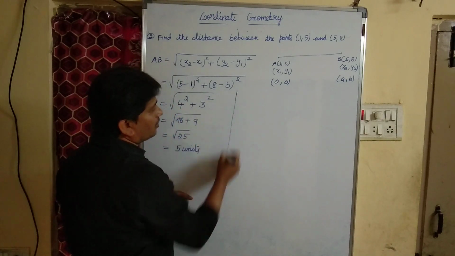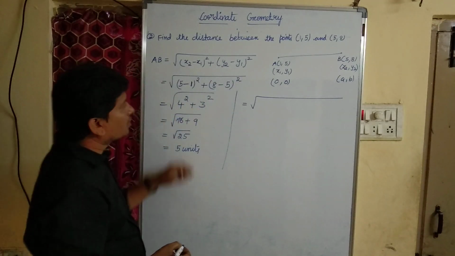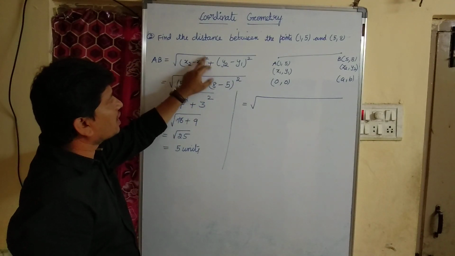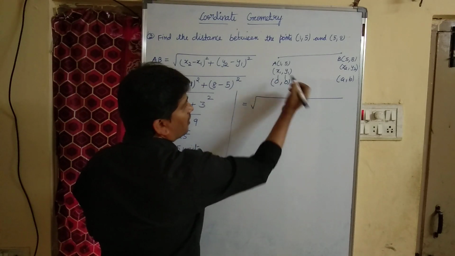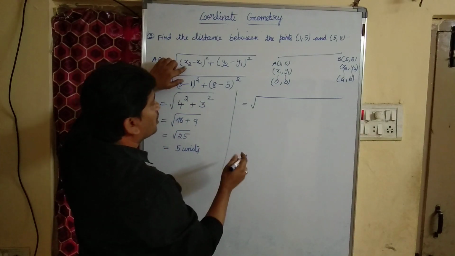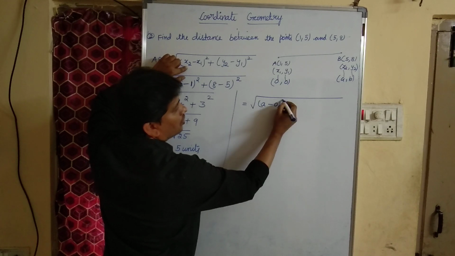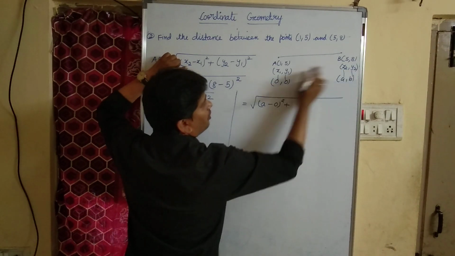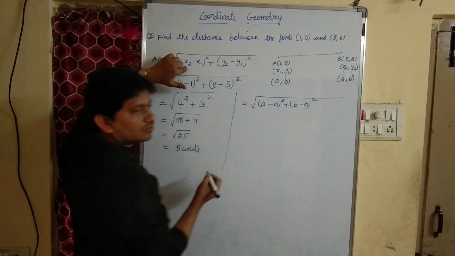Okay, a similar method. The distance between 2 points formula is root over (x2 minus x1) whole square plus (y2 minus y1) whole square. So this is our x1 y1, x2 y2. Let us substitute: (A minus 0) whole square plus (B minus 0) whole square.